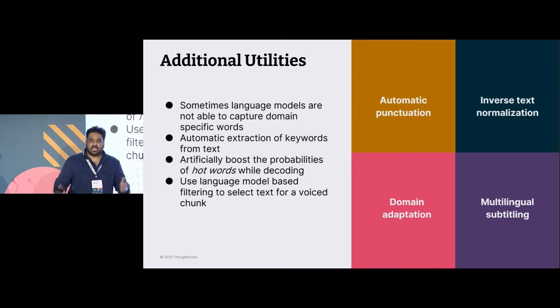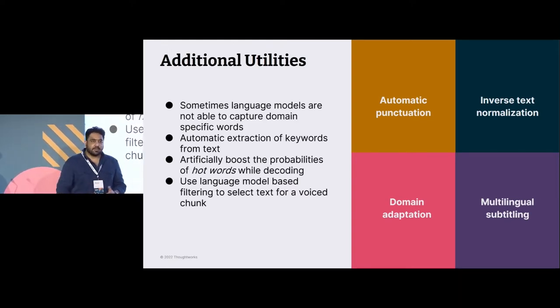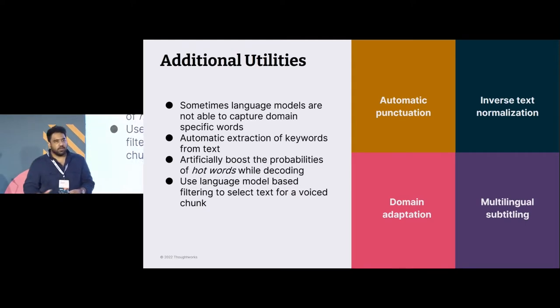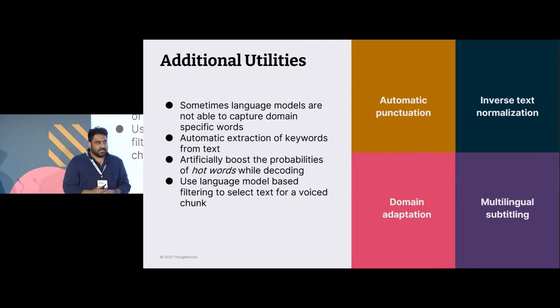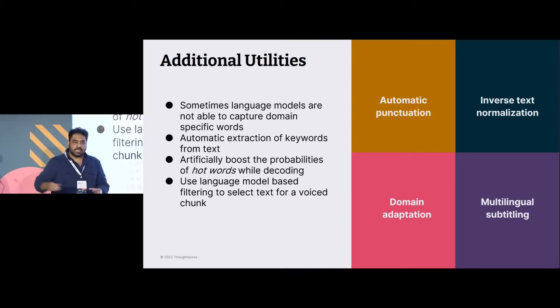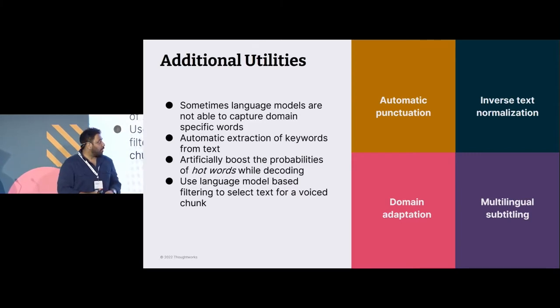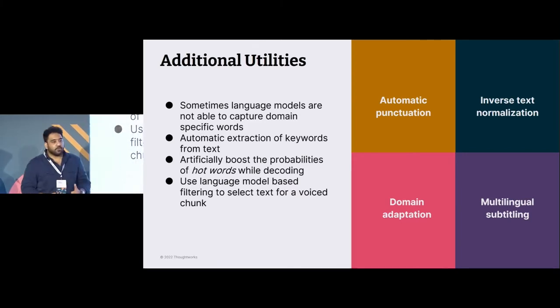Multilingual models research has been going on, but they are getting better, but they still have a long way to go. They tend to not work so well in noisy environments, right? So how do you do that? So we developed some tricks and techniques to basically do multilingual subtitling as well. You can transcribe audio to text using both the models, and then select text based on some intelligent filtering based on language model perplexity. I'll not talk about that in detail, but you can go have a look.